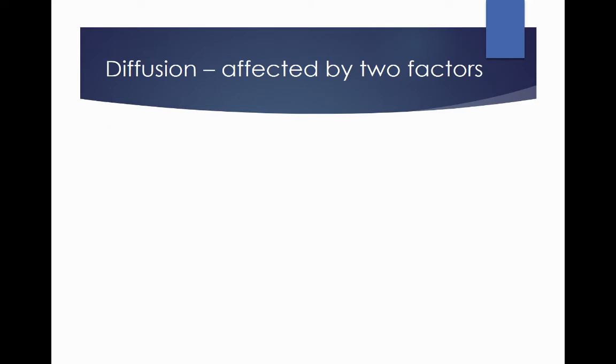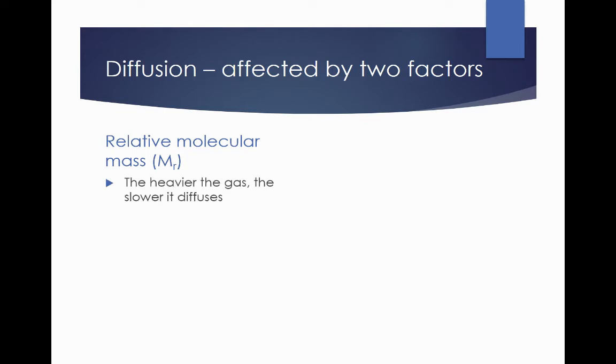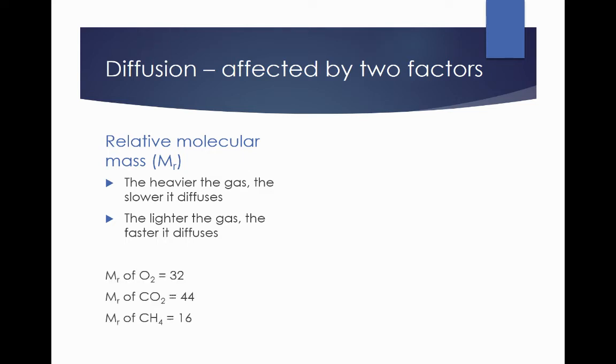And diffusion is affected by two things. Now, the first thing that diffusion is affected by will be the relative molecular mass. And in general, this is the rule. When the gas is heavier, it will diffuse more slowly. And of course, conversely, when the gas is lighter, it will also diffuse more quickly. Now, I have three gases here: oxygen, carbon dioxide, as well as methane. And I've also given you the Mr. Now, I trust that you know how to calculate the Mr of any given gas. And I would like you to take a few seconds to think about what is the order in which the gases diffuse.